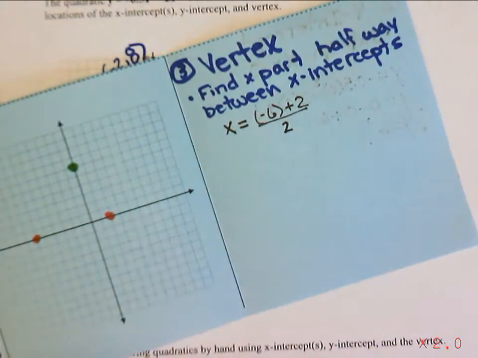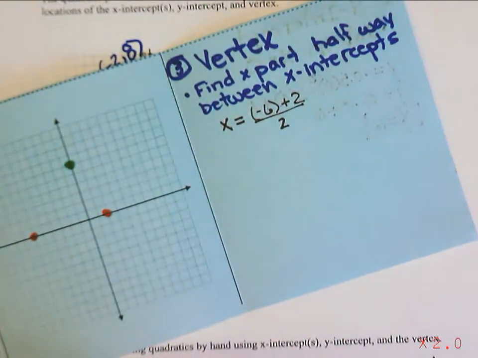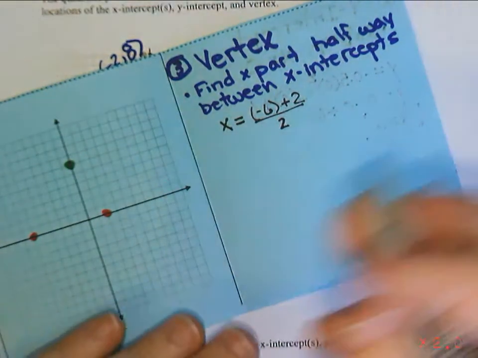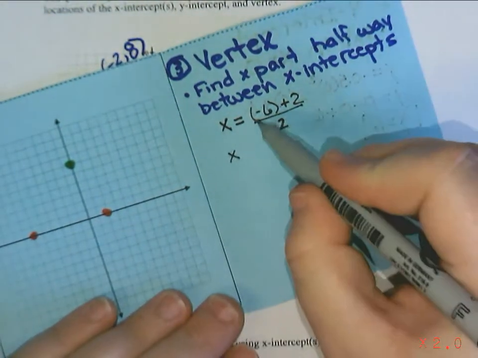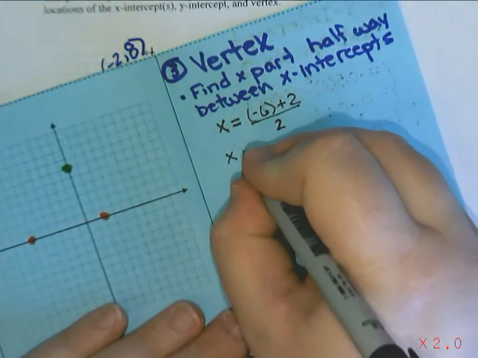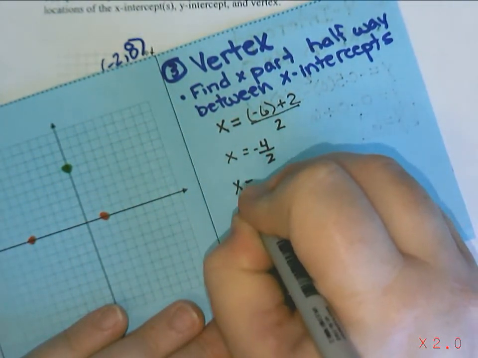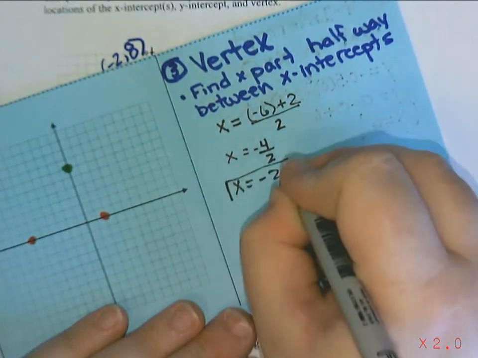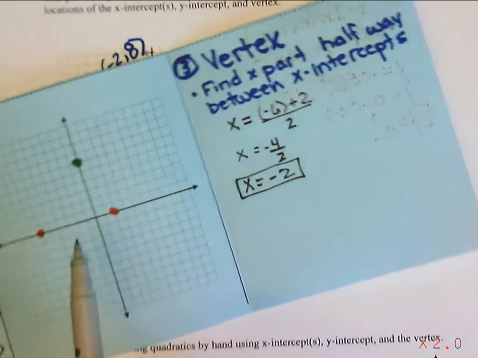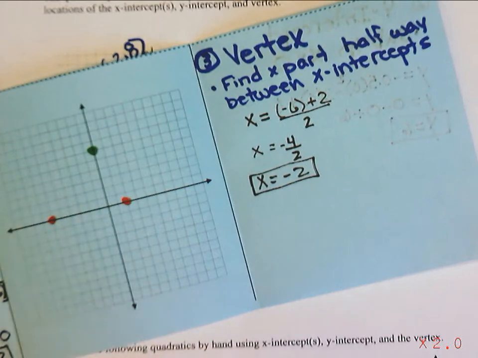It's like finding the midpoint between, so when you were in grade 10 you learned about midpoint. It's the same way you find midpoint. You add together your two x coordinates and you divide by 2. Now -6 plus 2 is -4. And -4 divided by 2 is -2. So the x part of our vertex is going to be at -2, which matches what we saw on the graph.